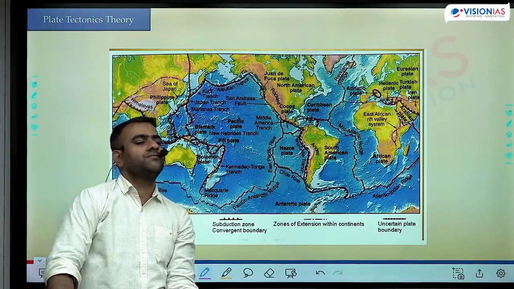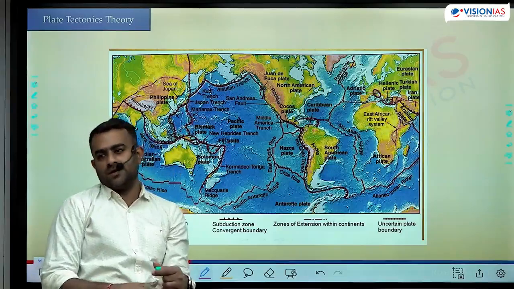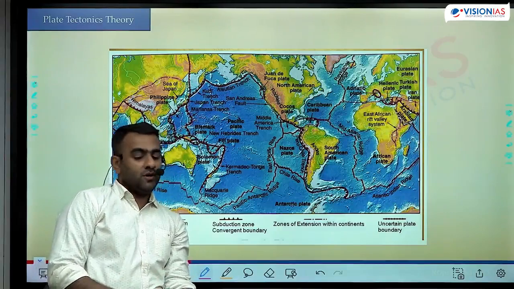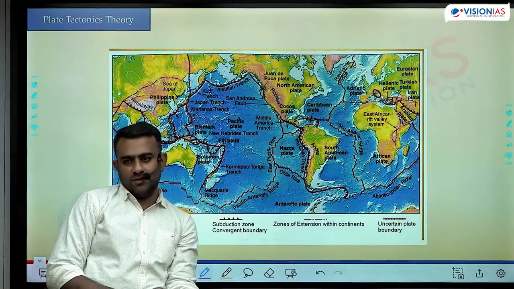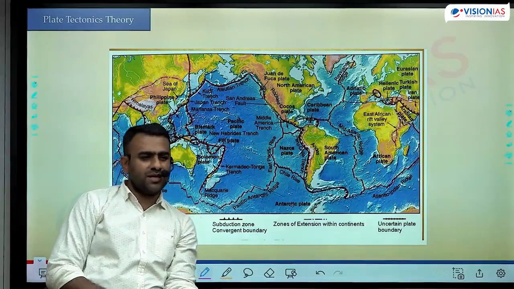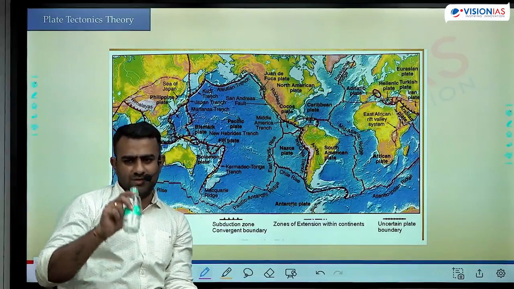This is a limitation. The past and future of plate tectonics. What were the past plate boundaries? What will be the future? How do the plate boundaries change? Okay, how does a divergent plate boundary stop? How does a convergent plate boundary stop? This is a little unclear. What mechanism is responsible for that?